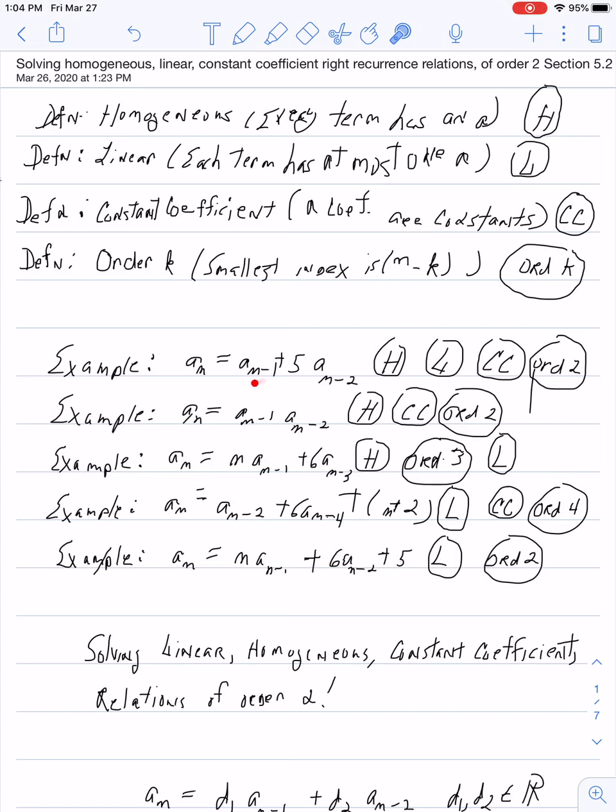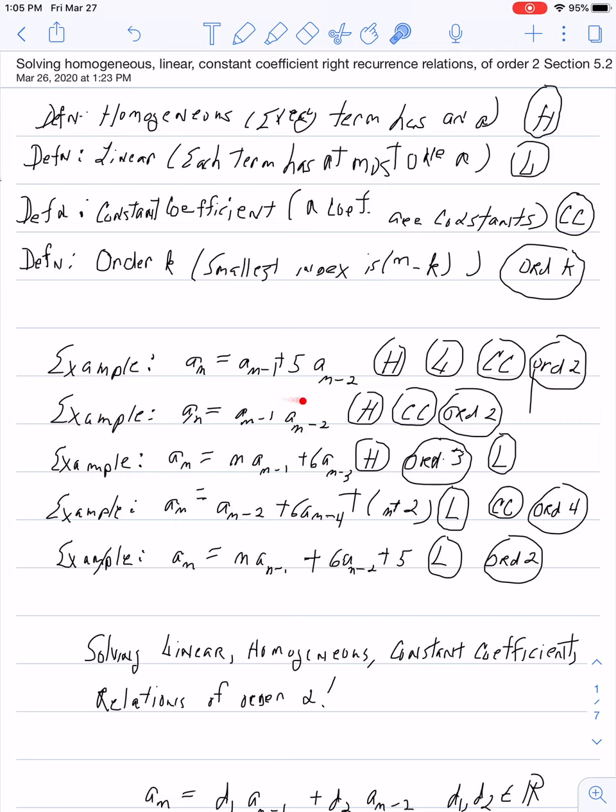The coefficient in this A term, you don't see it, so I'm free to put in 1. 1 times anything is that thing back. So this has coefficient 1. This has coefficient 5. 1 and 5 are both numbers. That's what makes it constant coefficient. To figure out what the order is, I look at the smallest index. The smallest index is n minus 2, and that makes it order 2.